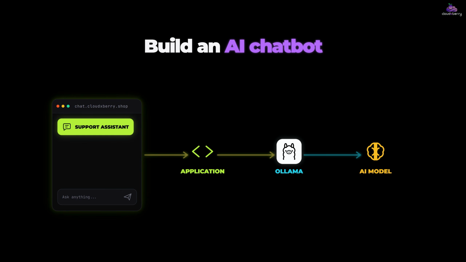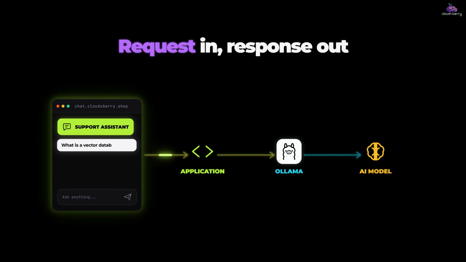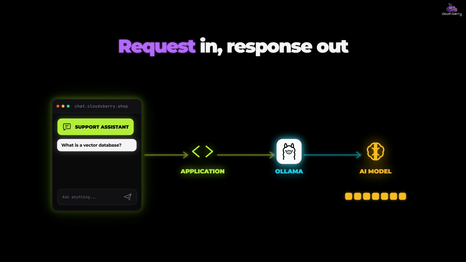Suppose we build an AI chatbot. A user sends a message to our application. Our application sends that request to Ollama. Ollama passes the request to the AI model. The model processes the input and generates a response. That response then goes back through Ollama to our application and finally to the user.